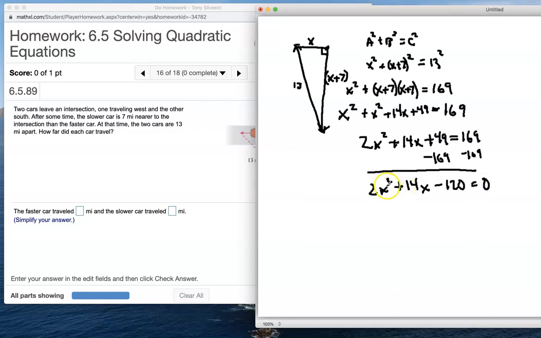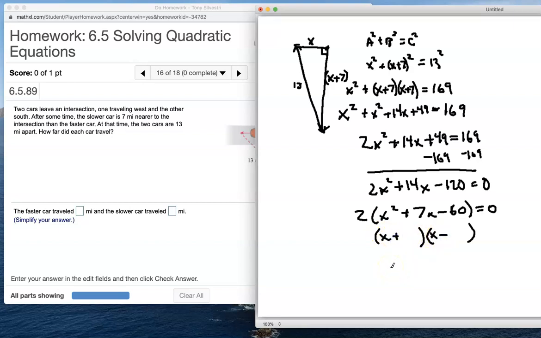Now, don't forget, all the steps that I showed you, you do the same way. Pull out. I can see every number is an even number, so I can pull out a 2. That means I have x squared plus 7x minus 60 equals 0. And you just go ahead and solve this. Just factor that. This is x and x for the x squared, and then we see a minus 60, which means we have a plus and minus.